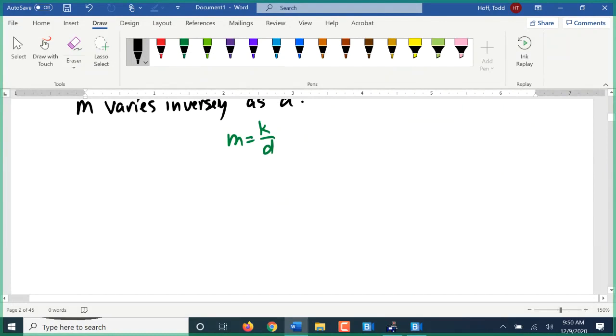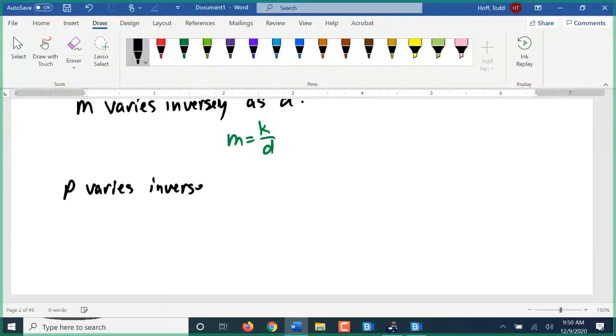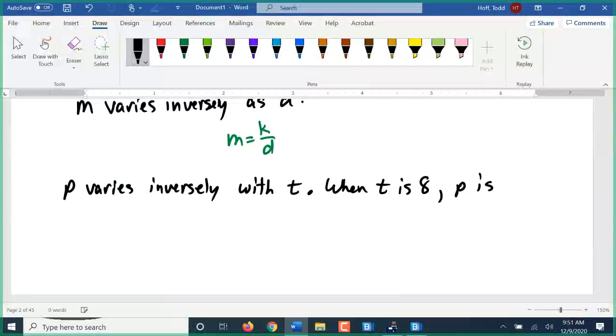Now again, we can have more information, just like direct variation. We might be told that P varies inversely with T. Oops, I don't want to use K because that's my constant. Let's do P varies inversely with T. When T is 8, P is 6. So this is a known condition that we're given.